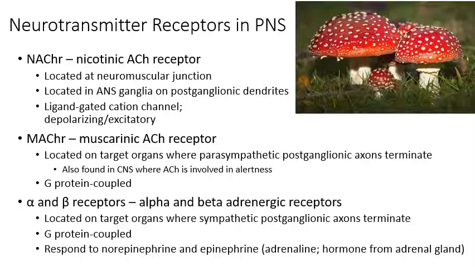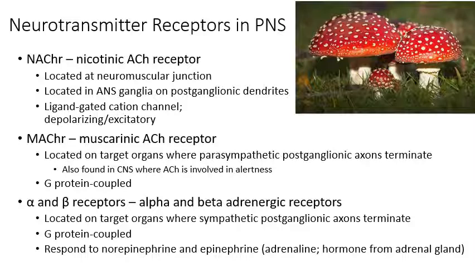For the muscarinic acetylcholine receptor, that is located on your target organs in the parasympathetic nervous system. So when your parasympathetic nervous system is controlling an organ, it's going to send postganglionic axons to that organ. They're going to release acetylcholine onto that organ, and the cells of that organ will have muscarinic acetylcholine receptors that allow them to respond to stimulation by the parasympathetic nervous system. So when acetylcholine binds to those muscarinic acetylcholine receptors, then you have a response in the organ.